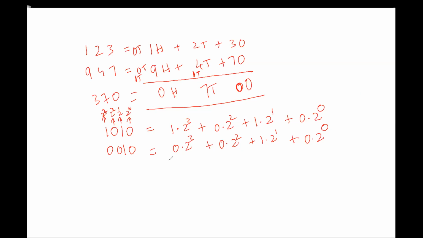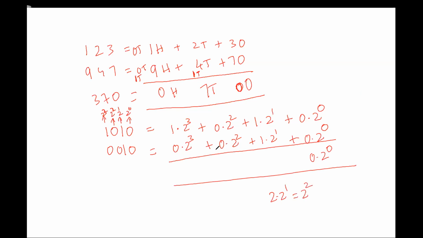Now you want to add these two numbers. When you take 0 2 power 0 and 0 2 power 0, you get 0 2 power 0. But when you add 1 2 power 1 and 1 2 power 1, you get 2 2 power 1. But 2 2 power 1 is nothing but 2 square. So that gives us 1 2 square here and 0 2 power 1. So here you write 1 2 square, and 0 2 square plus 0 2 square is 1 2 square. And you have 1 2 cube and 0 2 cube is 1 2 cube. And this is nothing but 1 1 0 0.